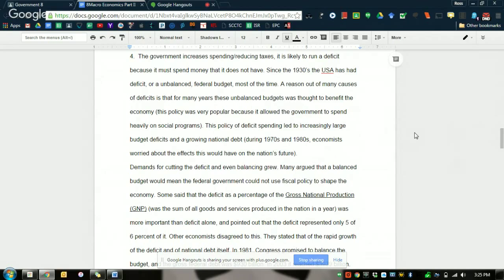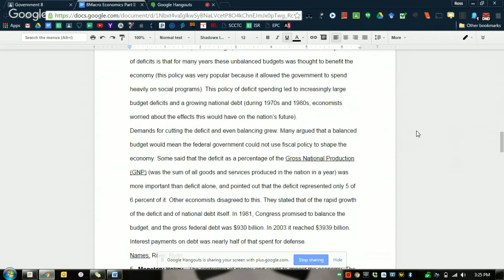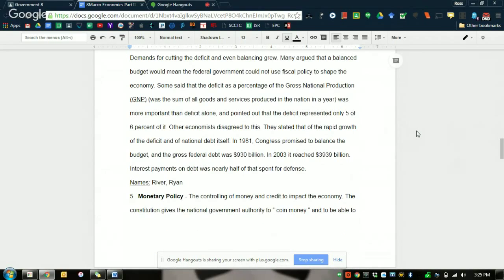So people began demanding that we start cutting the money that we're spending and not have such a great deficit. People were really arguing for a balanced budget, which means we are spending either exactly as much as we are making, or we have a surplus, which is when you have money left over after all the money that you spent. And many argued that, if we did this, then the government wouldn't be able to affect the economy, and they wanted the marketplace to affect the economy.